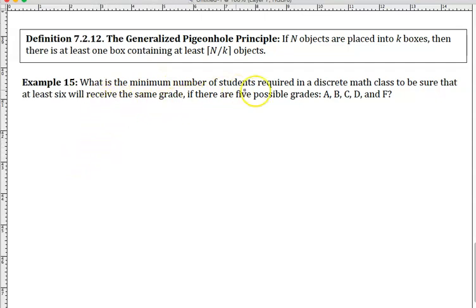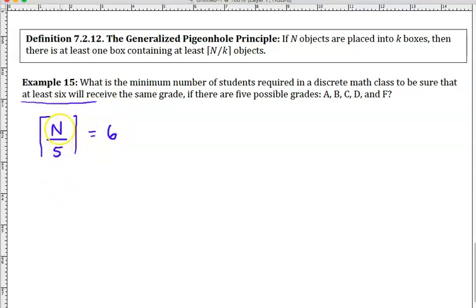What is the minimum number of students required in a discrete math class to make sure that at least 6 will receive the same grade if there are 5 possible grades, A, B, C, D, and F? Okay, so this is asking, what does this number need to be, that if I'm going to divide the students into these 5 boxes, each of them representing a grade, and I round it up, then at least 6 will receive the same grade.